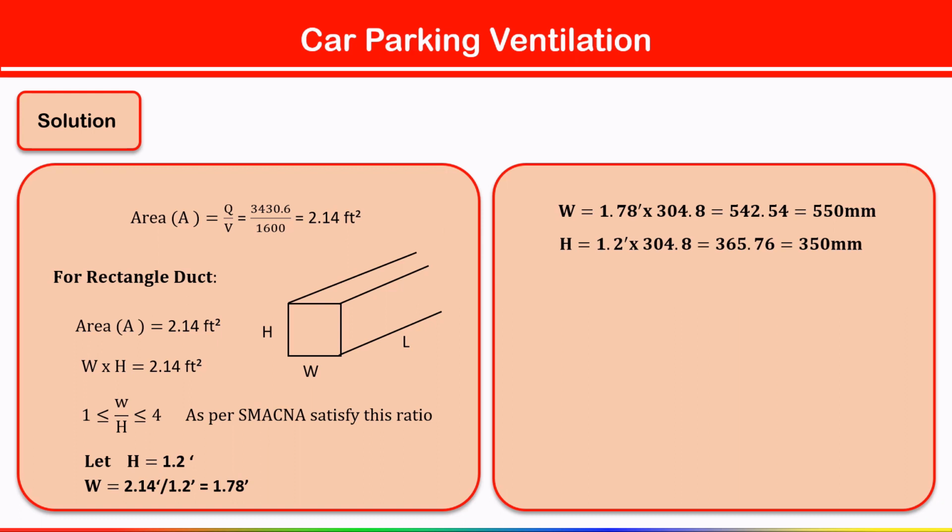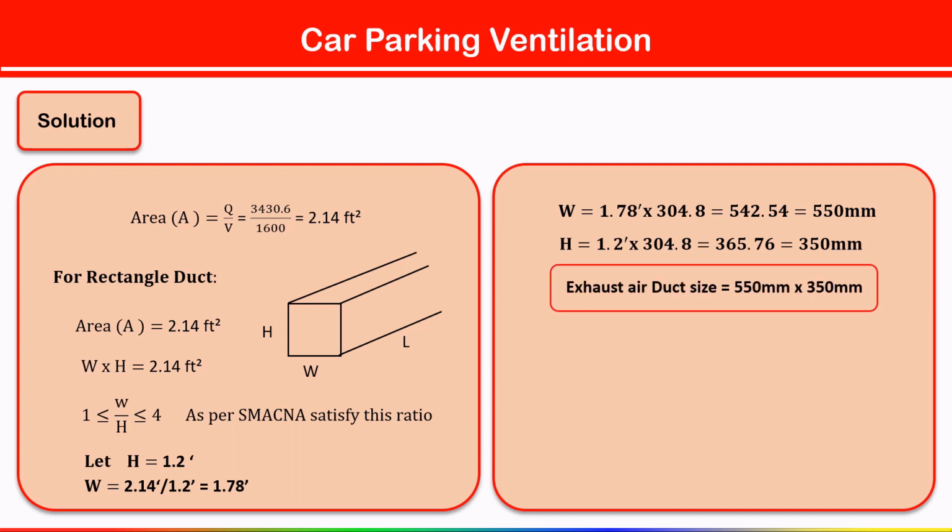350. Now what you have to do, just take the ratio, width divided by height. When you take the ratio, the value is coming between the range 1 to 4. It means your condition is satisfied, you can take this value, it is correct. So finally we have calculated the exhaust air duct size: 550 width and 350 height. In this way we have to do the calculation for rectangular duct.